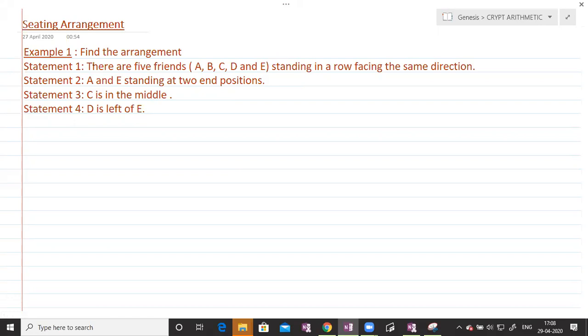Read the question carefully and arrange the data. So I will wait for your reply at least for 1 minute. Once I get the reply of the first five students, I will try solving it.